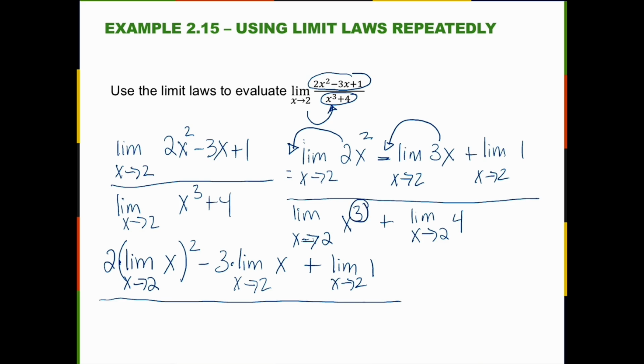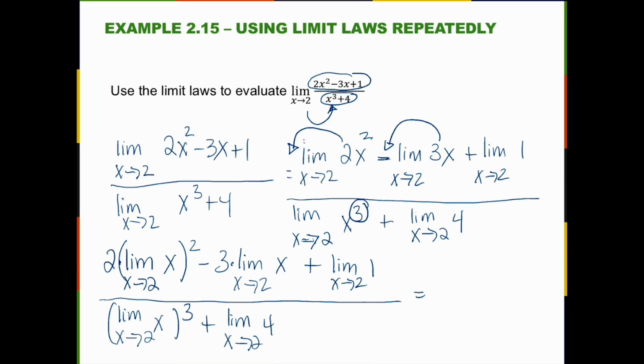And then I'm going to do the same thing down here. I'm going to use this cube, and I'm going to use the power rule to find the limit first and then cube it. So I'm going to take the limit as x approaches 2 of x and cube it, and then add the limit as x approaches 2 of 4. So what we have now is we've broken the limits all down to where we have the limit of x or the limit of a constant. And then we can just use direct substitution.